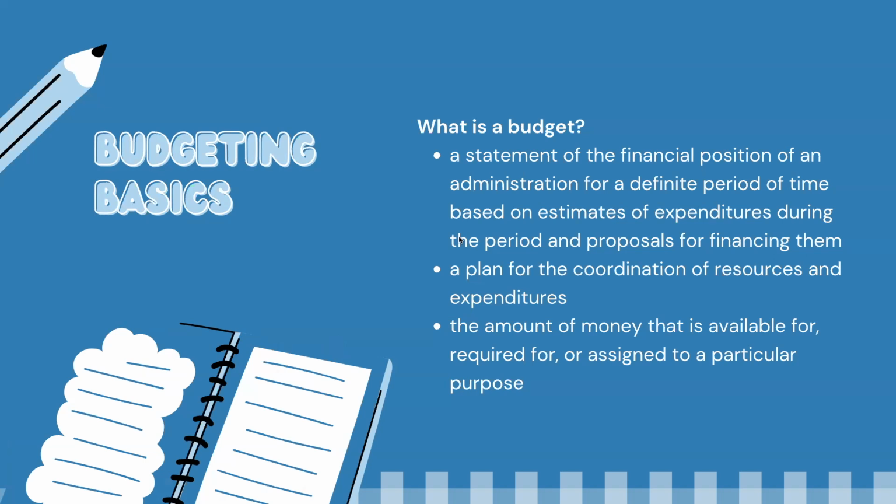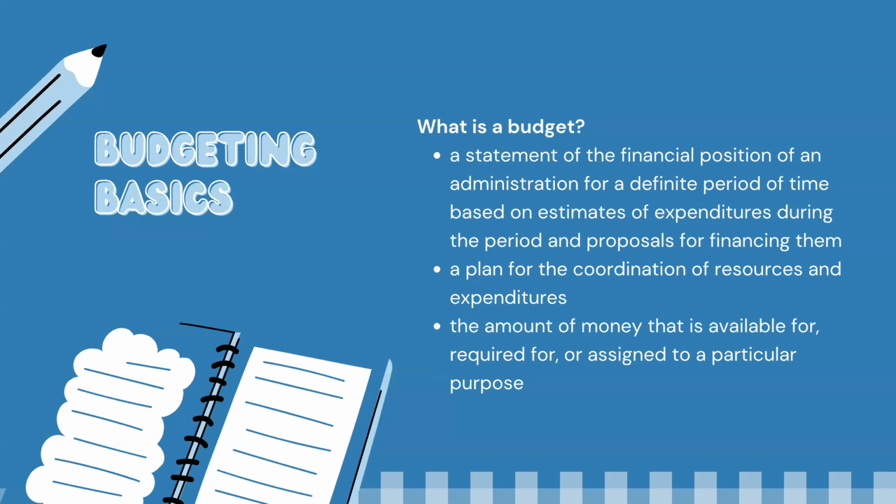So question, what is a budget? A couple of different definitions here. A budget is a statement of the financial position of an administration or student organization for a definite period of time based on estimates of expenditures during that period and proposals for financing them. That came directly from Merriam-Webster. I did not actually come up with that, but that is the definition Merriam-Webster uses. Another one that they use is a plan for the coordination of resources and expenditures. And a third is the amount of money that is available for or required for or assigned to a particular purpose. Any and all of those can apply to your student organization.